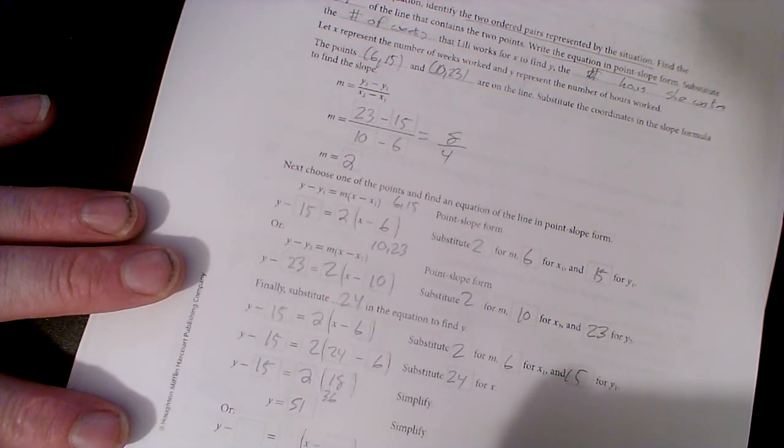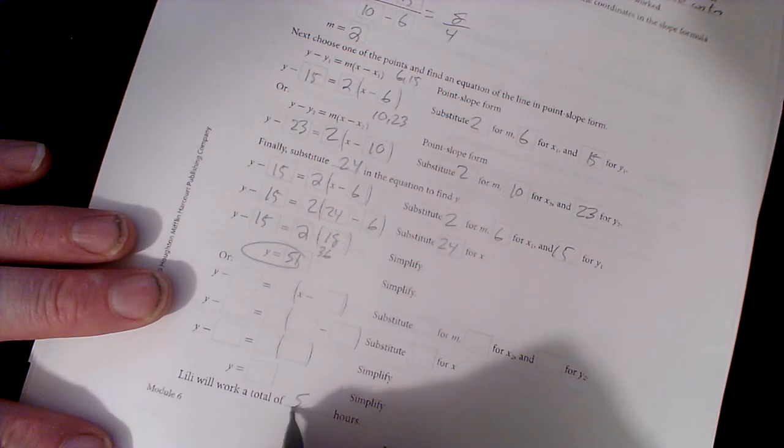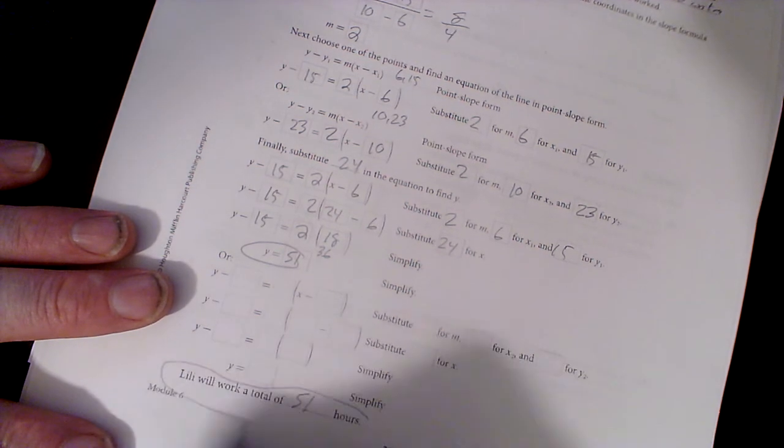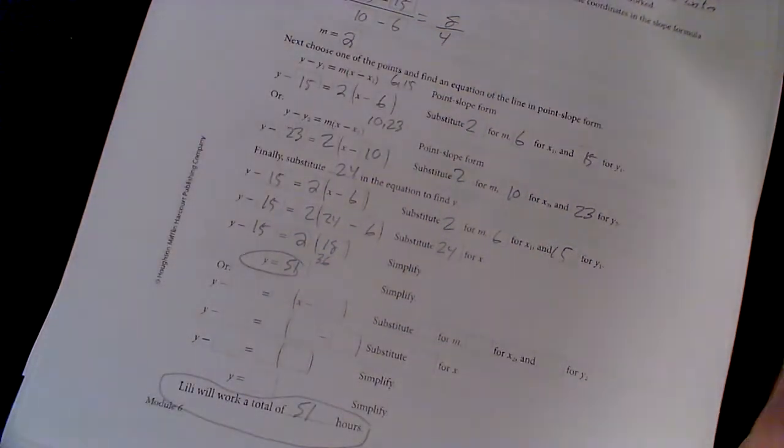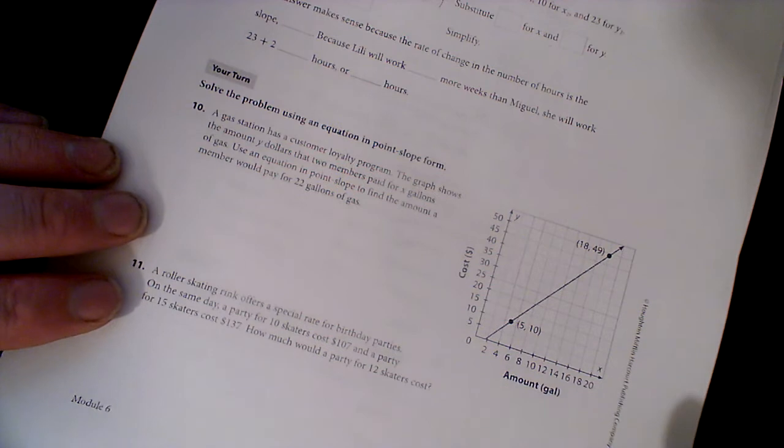So there we go. We got a y value of 51. And down here, that would be Lilia works 51 hours. And I'm going to go on to the next one because that's a lot to think through, especially if I do it 2 different ways. And there are 2 problems that will probably help us do this pretty quickly.